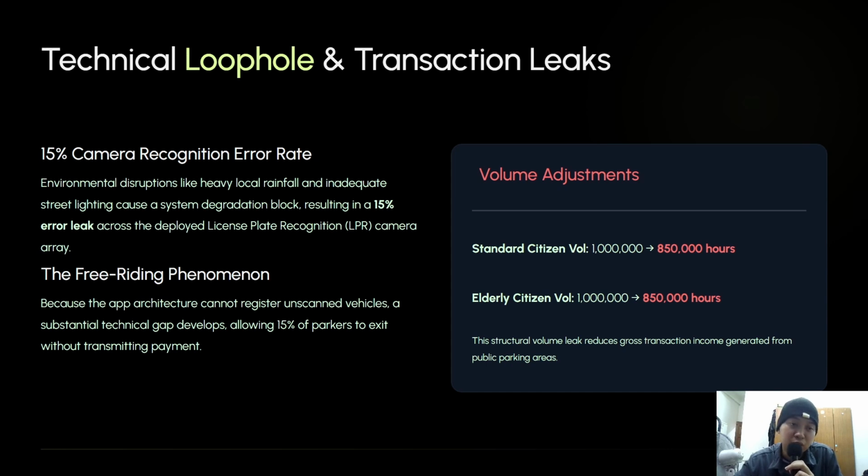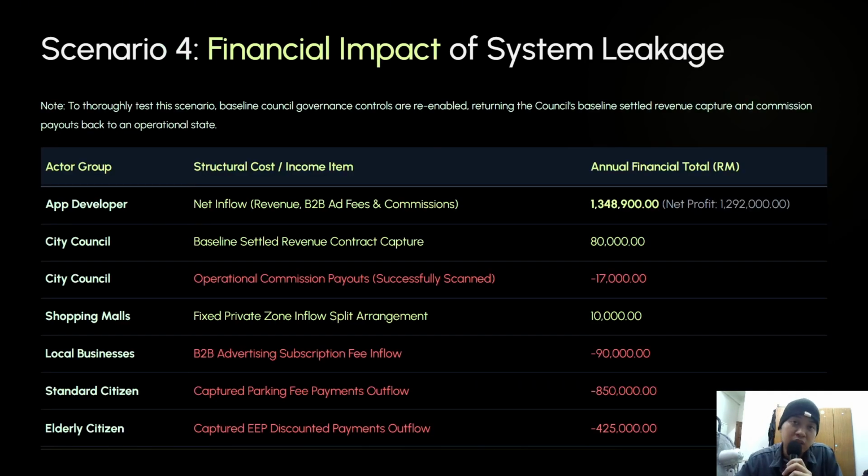Then next is the free riding phenomenon. Because the app architecture cannot register unscanned vehicles, a substantial technical gap develops, allowing 15% of parkers to exit without transmitting payment. So the volume adjustment becomes 1 million to 850,000 per hour, as well as the elderly citizen. This structural volume leak reduces gross transaction income generated from public parking areas.